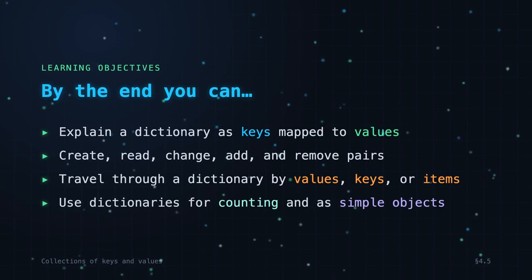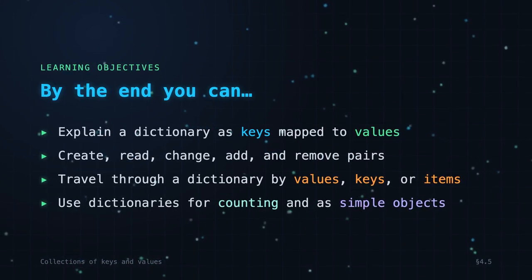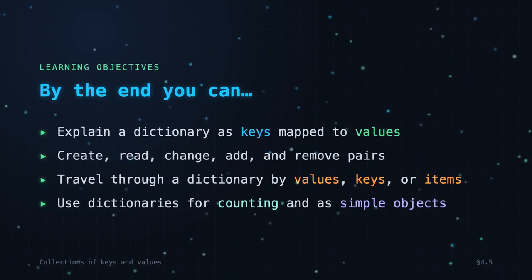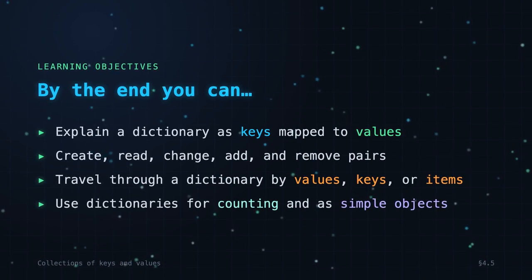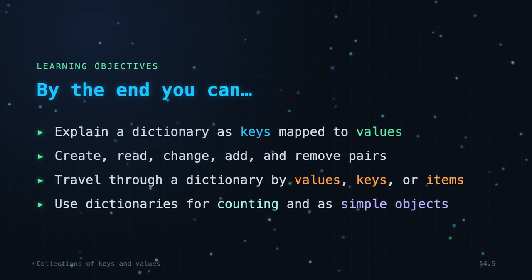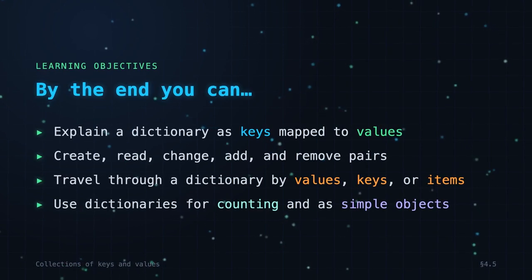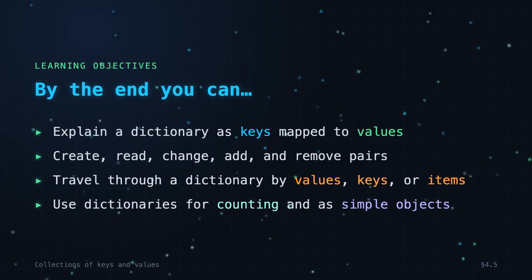Explain what a dictionary is in terms of keys and values, and how it differs from a list. Create dictionaries, read and change them, add and remove pairs, and travel through them in a loop. And use dictionaries the way real programs do, counting things and standing in for simple objects.